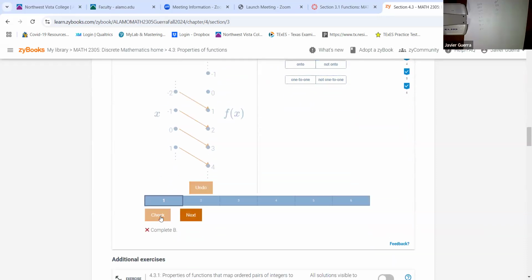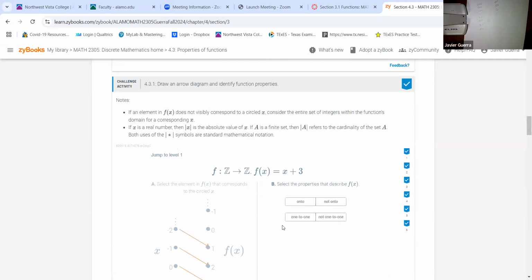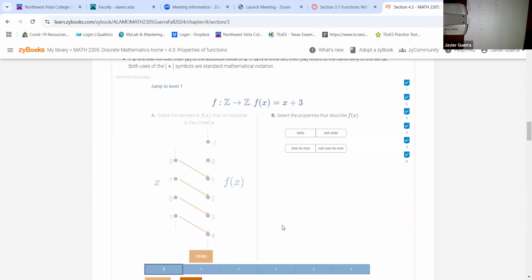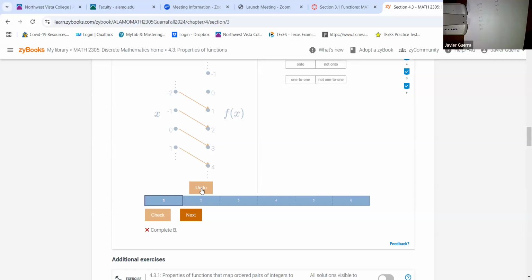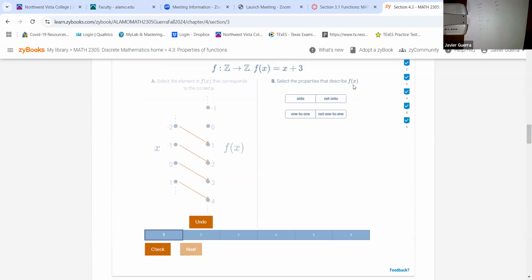Check. Oh, I need a complete B. Hello. Is it 1 to 1? Is it on to? Select the properties that describe f of x. All right, to me, it looks like it is 1 to 1 and... okay, oh, I have to do it again. All right, try it again. Oh, it is 1 to 1 and on to. That is correct. Yep. All right, next.